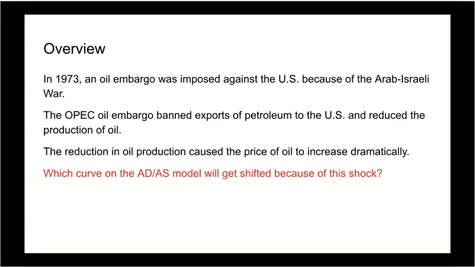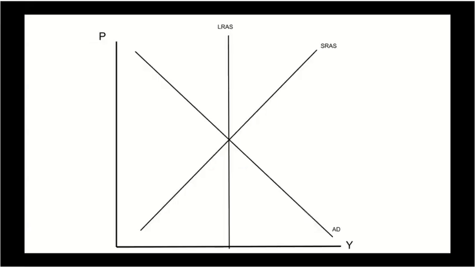Okay, so assuming that you paused the video and we're ready to move on, let's go see what the answer is. So here is our initial aggregate demand, aggregate supply curve. Here is our original long run equilibrium. Now, because we have a negative supply shock, right?